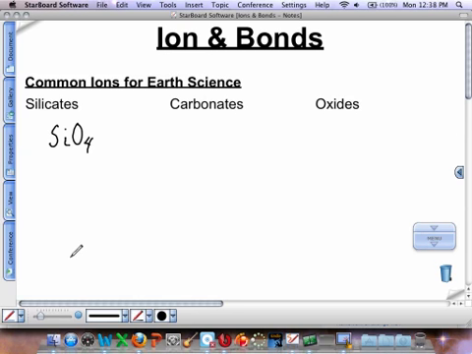The next one is carbonates. That's CO3. We've already talked about one, calcium carbonate. That was CaCO3, calcium carbonate, which is what type of rock? Limestone. Limestone, right? Dead sea creatures.